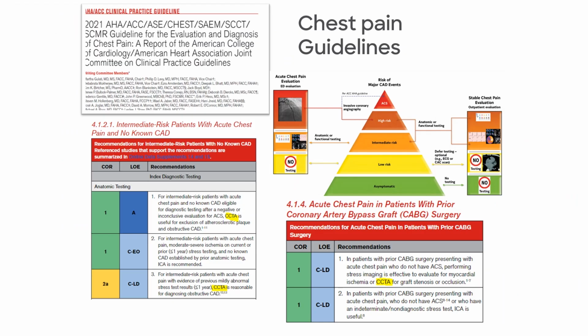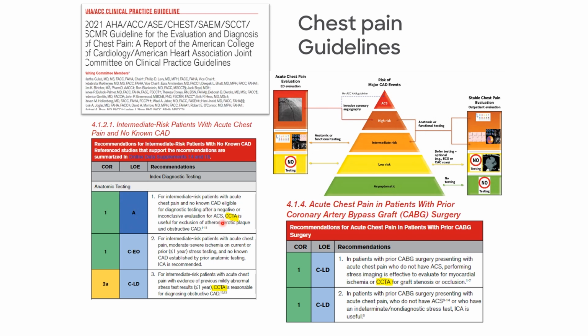This has been incorporated into the chest pain guidelines. This is from 2021. And this was the first time that the guidelines included pretty strong language for the use of CT coronary angiography in different groups with chest pain. So pulling some of the tables, this is intermediate risk patients with acute chest pain and no known coronary disease. And it gave it a 1A rating. That's a pretty good rating for anatomic testing with CT coronary angiography.